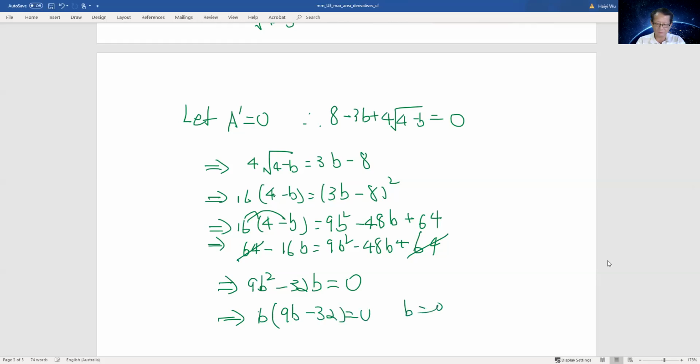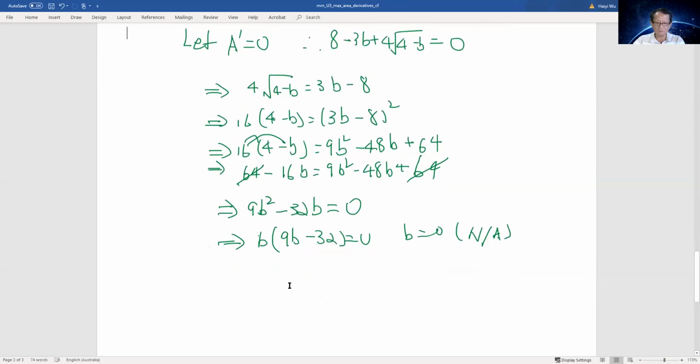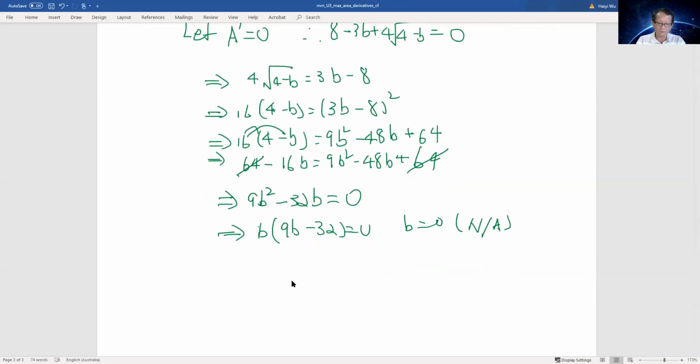So b equals 0, which is not applicable. b can't be 0 because the height cannot be nil length. So therefore, from the second factor, 9b minus 32 equals 0. So the answer is b equals 32 divided by 9. So that's b is 32 divided by 9, and so this is where the area is the maximum.